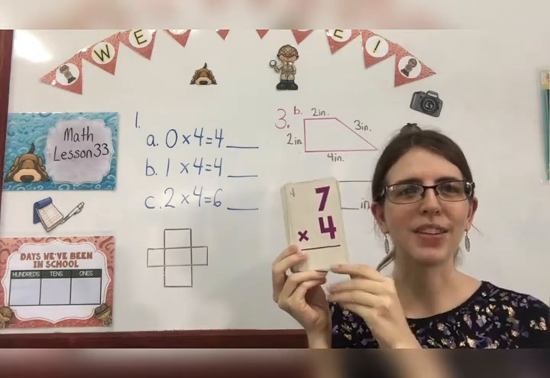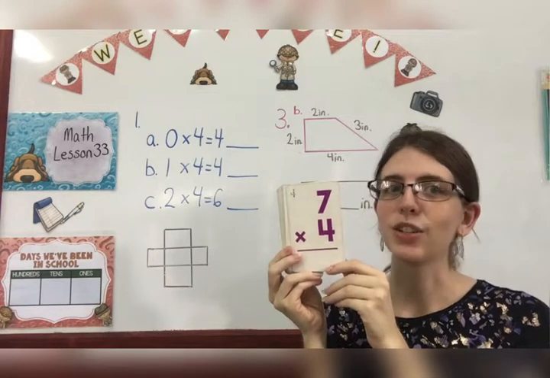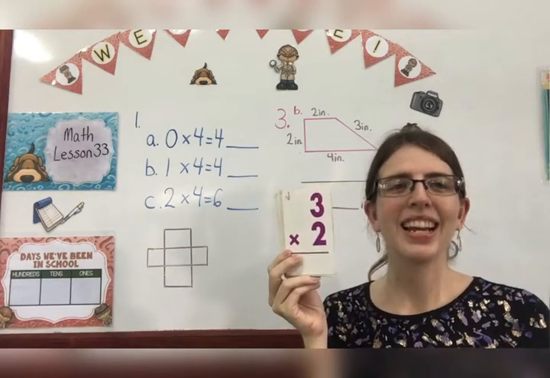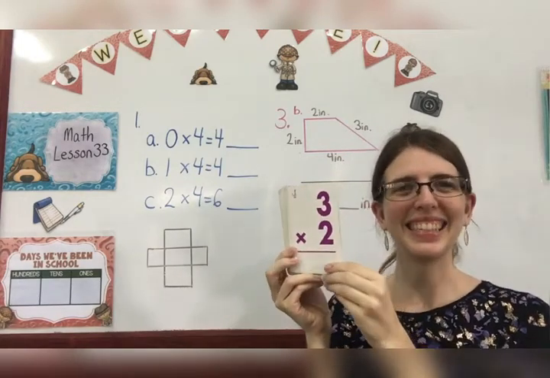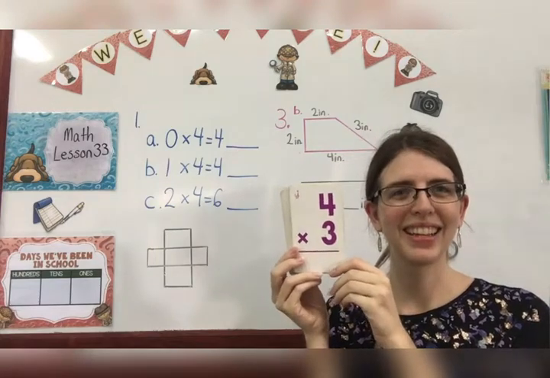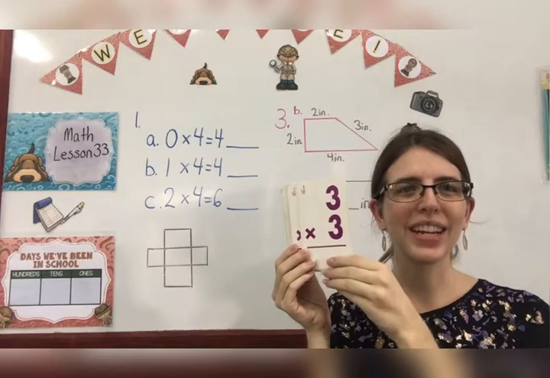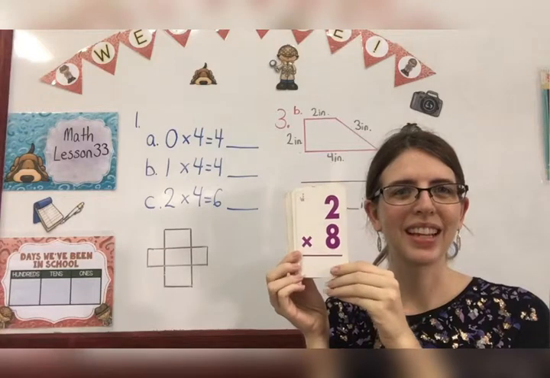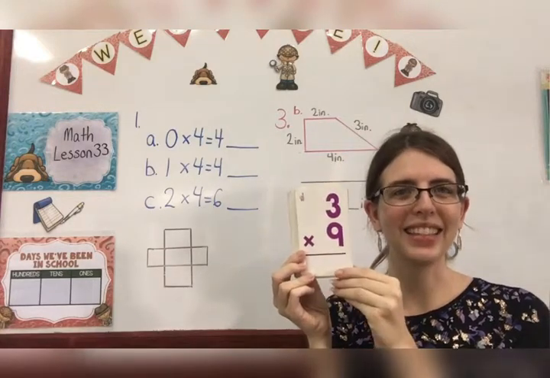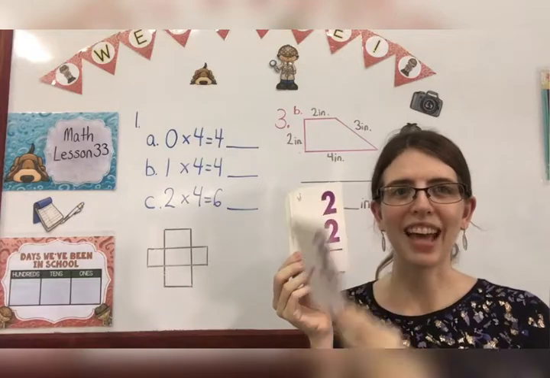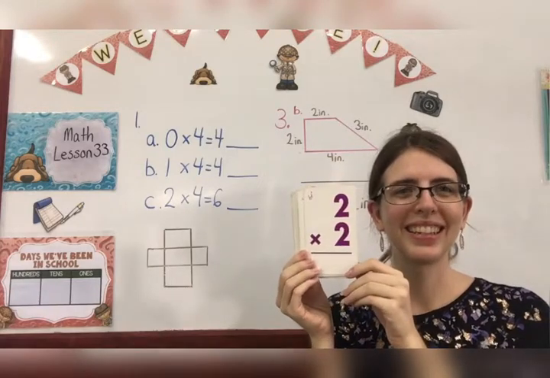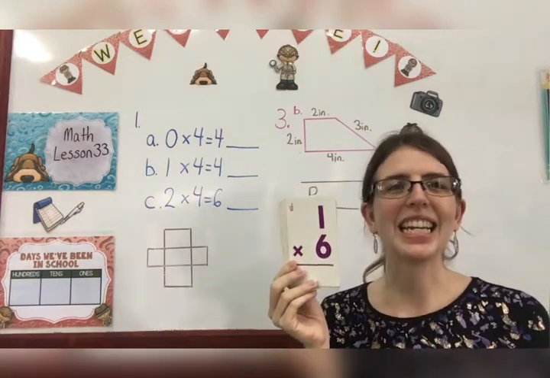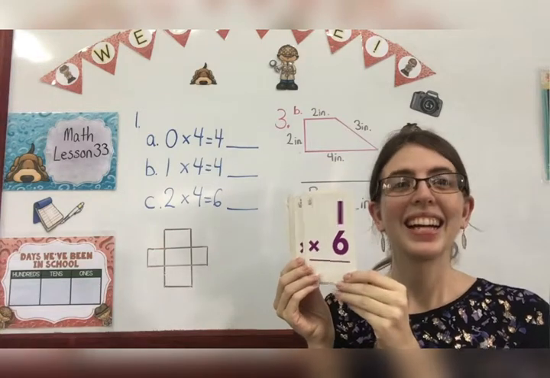24. 7 times 4 is 28. 7 times 1 is 7. 3 times 2 is 6. 4 times 3 is 12. 3 times 3 is 9. 2 times 8 is 16. 3 times 9 is 27. 2 times 2 is 4. 3 times 10 is 30. 1 times 6 is 6.